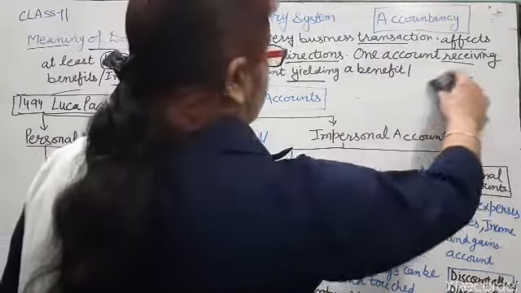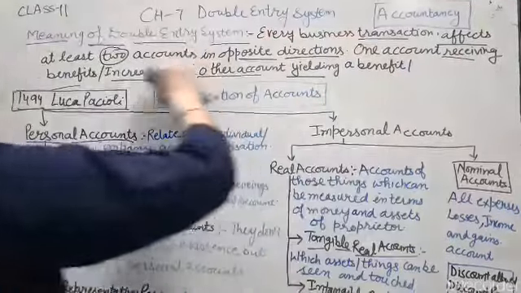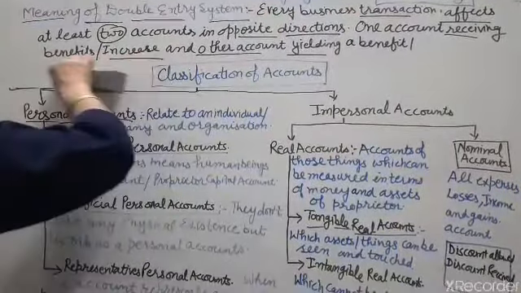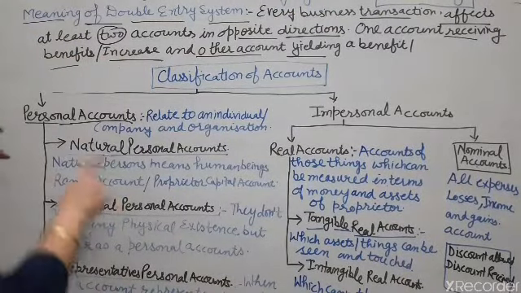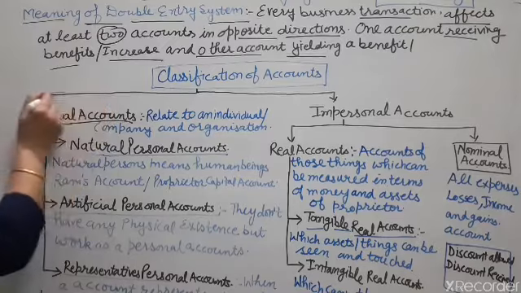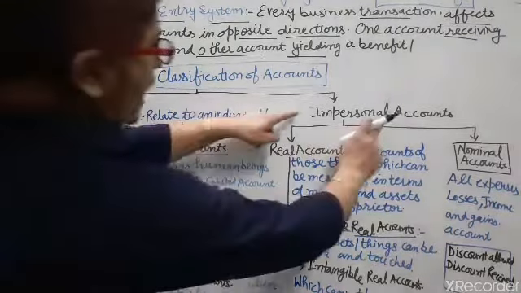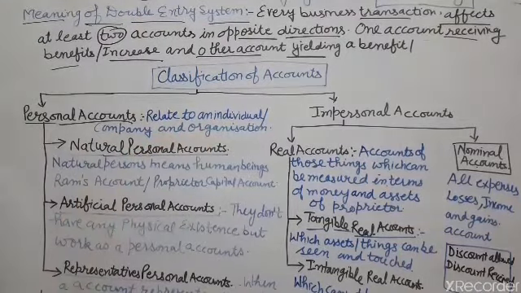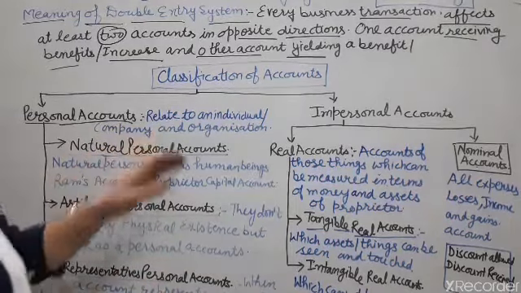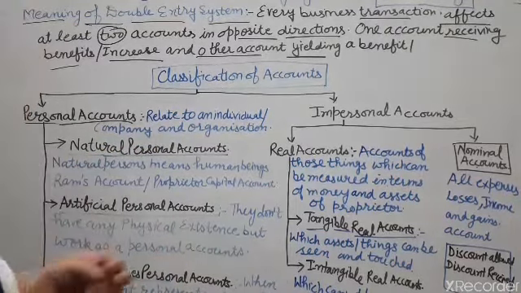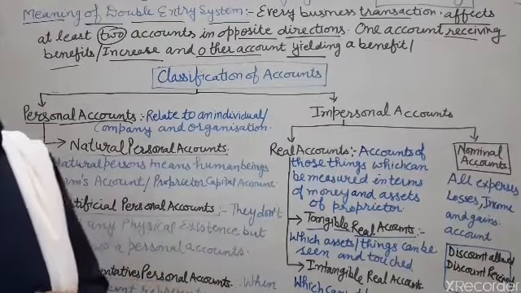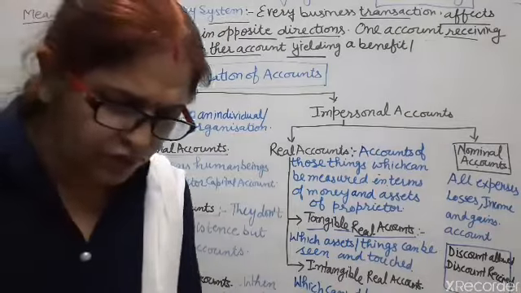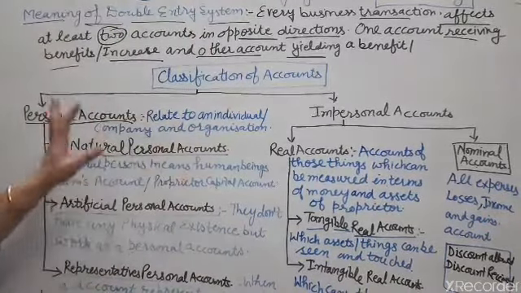According to this double entry system, this traditional approach or English approach, accounts are mainly of two types: personal account and impersonal account. Personal accounts relate to an individual. Personal means related to some person. So personal accounts relate to any individual person, any company or any organization, any NGO, any shopkeeper, or shop name. That is called a personal account.